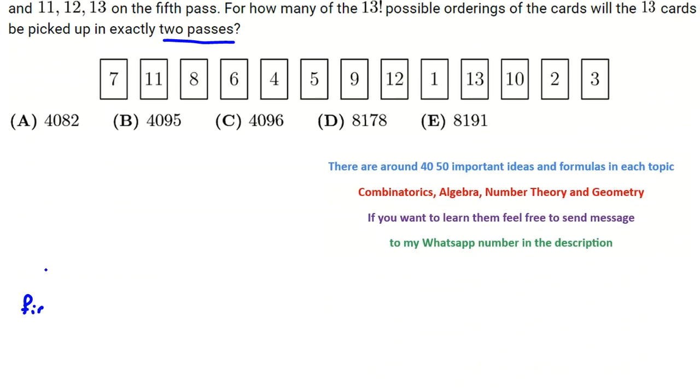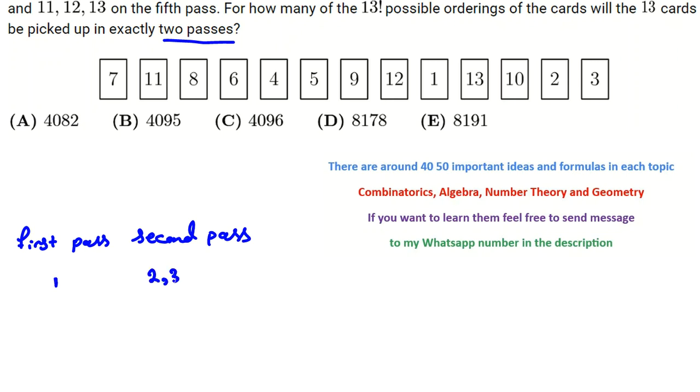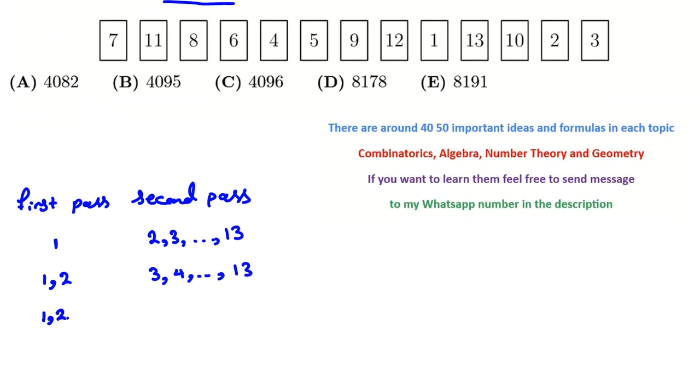So we work on the first pass. We consider cases of the first pass. So first pass can be what? First pass can be 1, second pass can be 2, 3 to 13. First pass can be 1, 2, second pass will be 3, 4 to 13. First pass can be 1, 2, 3, and second pass 4, 5 to 13. And up to the case that first pass is 1 to 12, and second pass is 13. Okay, so we have 12 cases.